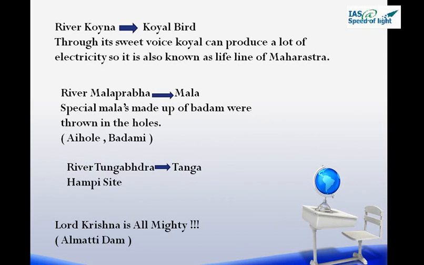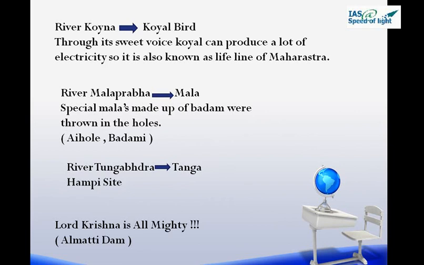River Mala Prabha, our image for that was Mala, flower mala. So special malas which are made up of badam. Badam is a Hindi word for almonds. So special malas made up of badam were thrown in the holes. Imagine a picture where you have made a mala of almonds and then you are throwing it on hole. So this is the river which passes through the historical sites of Ehole and Badami.